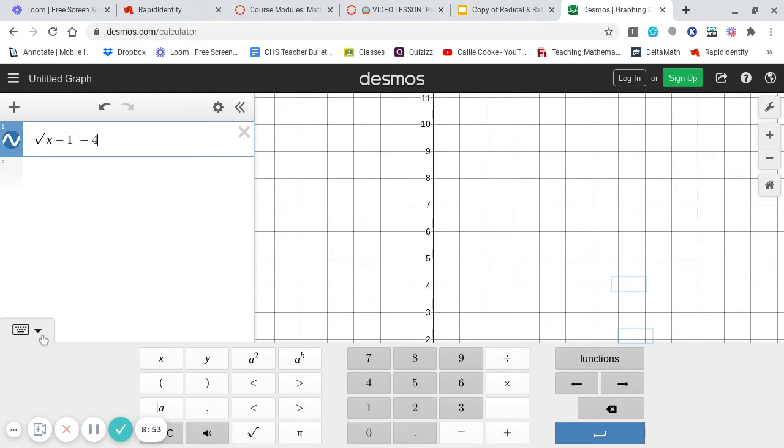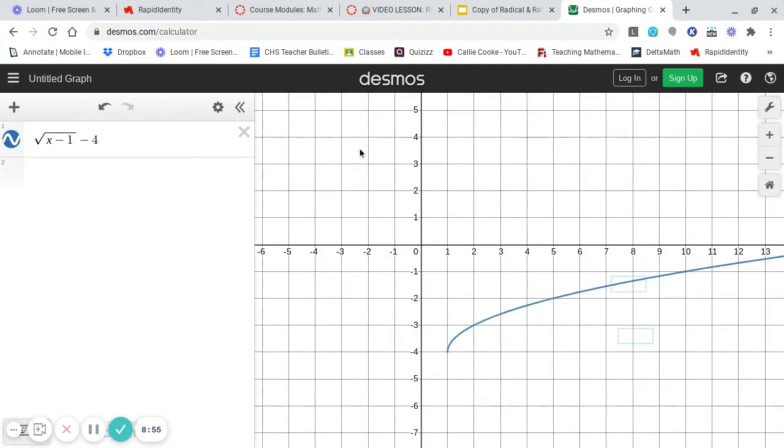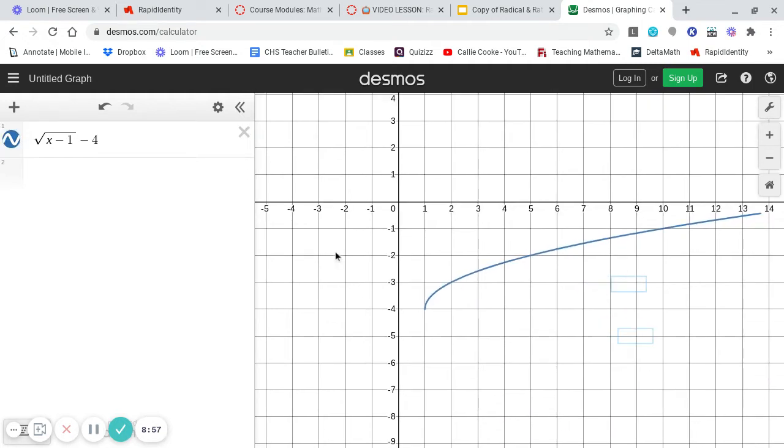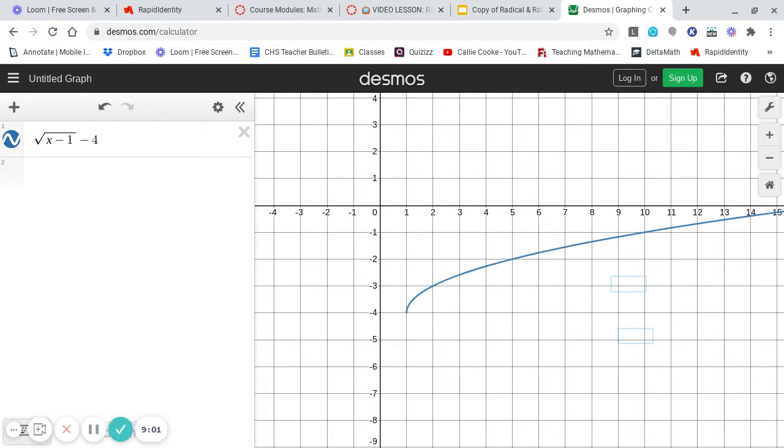And then once you get that in there, you may have to adjust your window here so you can see what it looks like. Because as we add and subtract numbers to this function, to the parent function, it moves all over the place. All right, so we have 3 things that we're going to find. First is the endpoint. So it's literally the end point, where the graph stops. And this is at 1, negative 4. Sometimes it is hard to get it to hold on to that point. 1, negative 4.